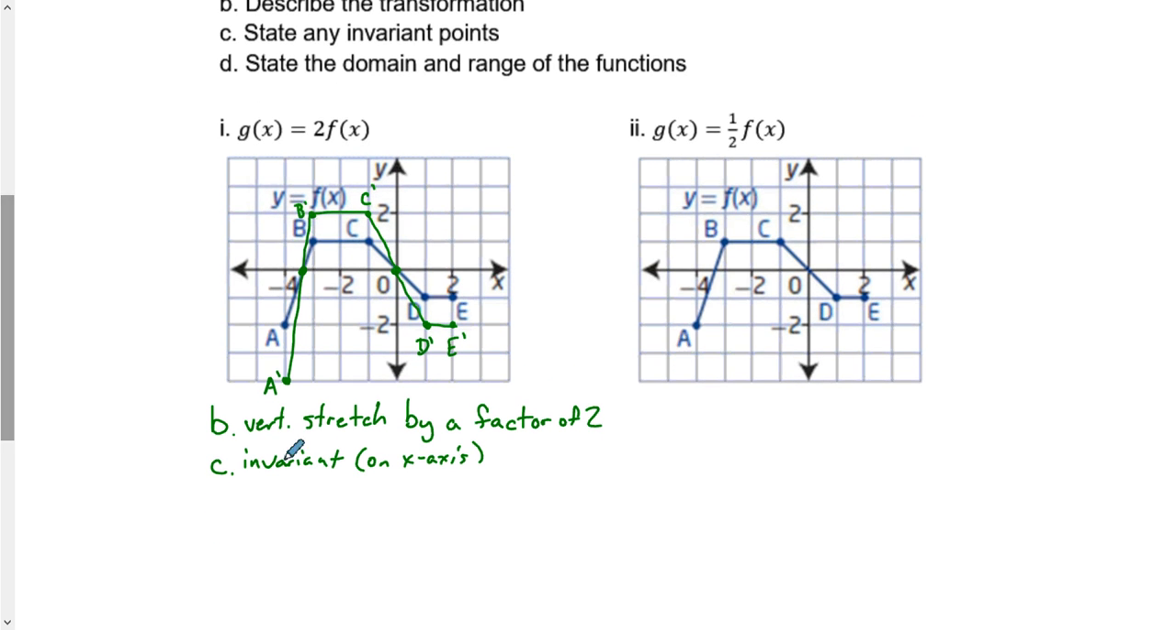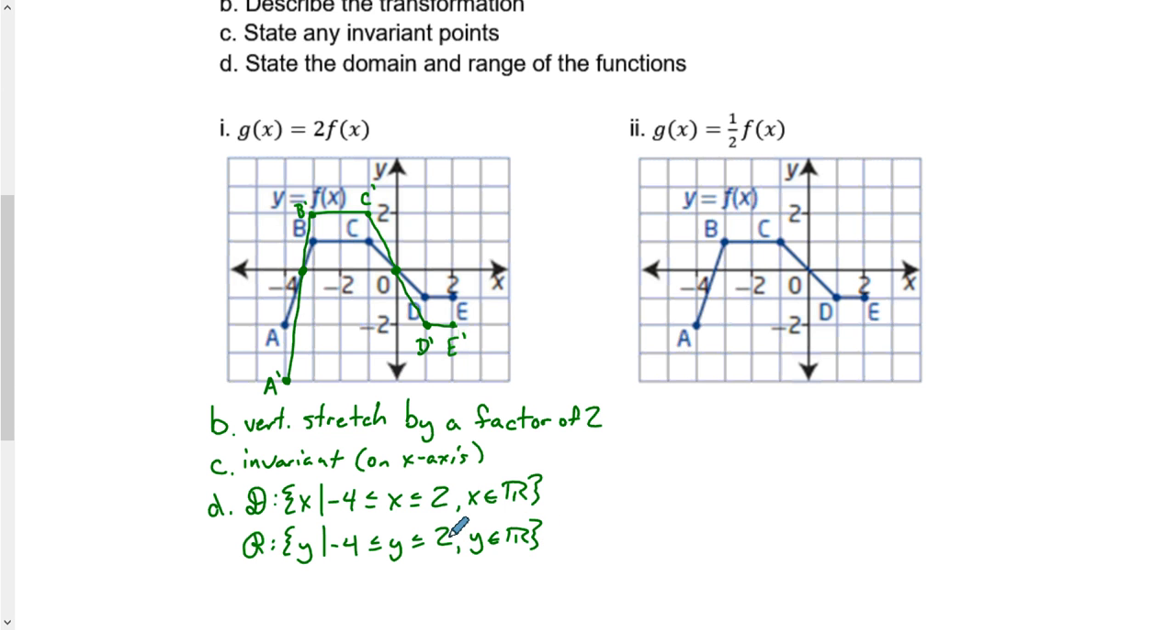State the domain and range. Now, I'm just going to do the new function. So our domain, our x's, is -4 less than or equal to x less than or equal to 2. And our range is our y's. Our new range here is from -4 less than or equal to y less than or equal to +2.